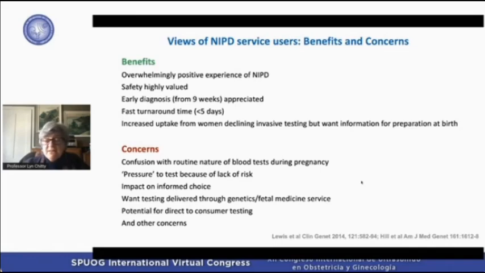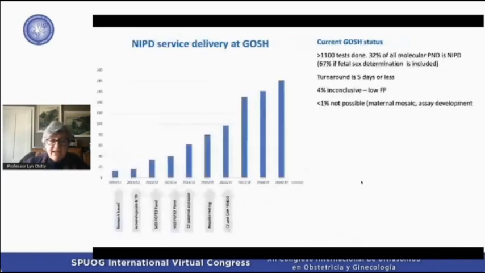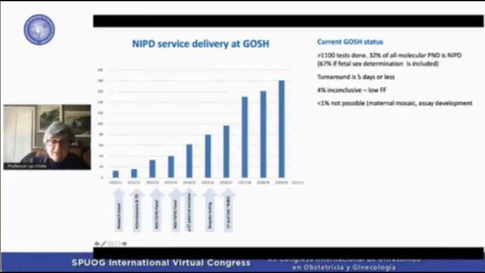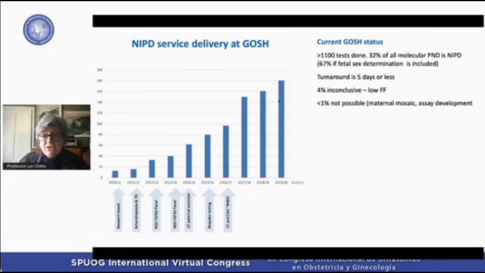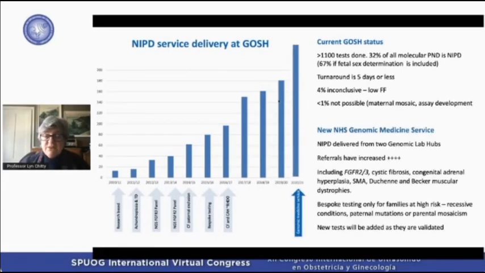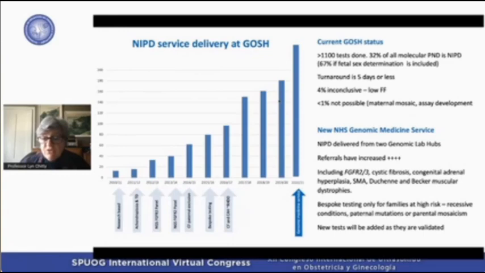And our experience in the UK is that there's a very high uptake from families at risk. As you can see here, as we've gone from a research-based test in 2011 to adding in achondroplasia, next-generation sequencing panels, the recessive conditions, bespoke testing, and so on and so forth, the rate of uptake has gone up every year, and now more than 1/3 of our molecular prenatal diagnosis is done using NIPD. And we've recently established a genomic medicine service in the UK, and NIPD is delivered from 2 genomic laboratory hubs. Our referrals have gone through the roof, and we are currently validating new tests.